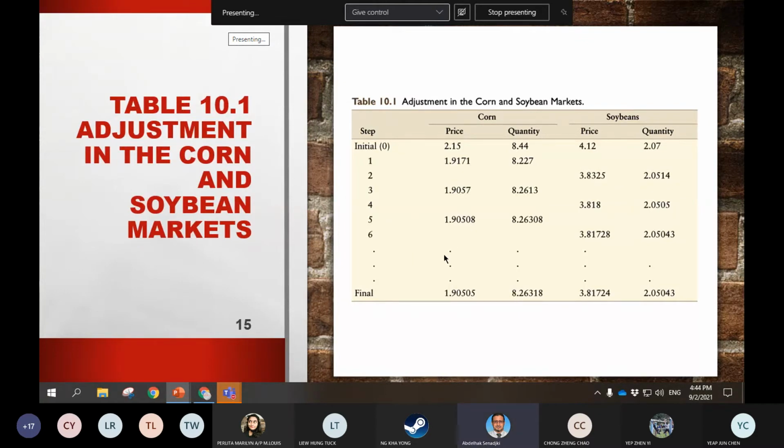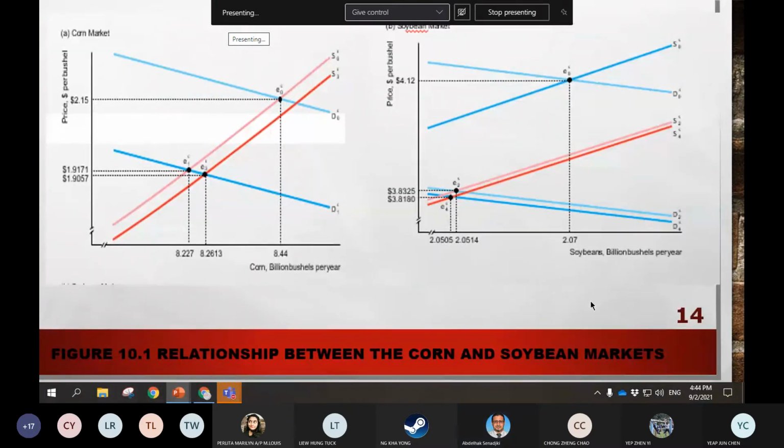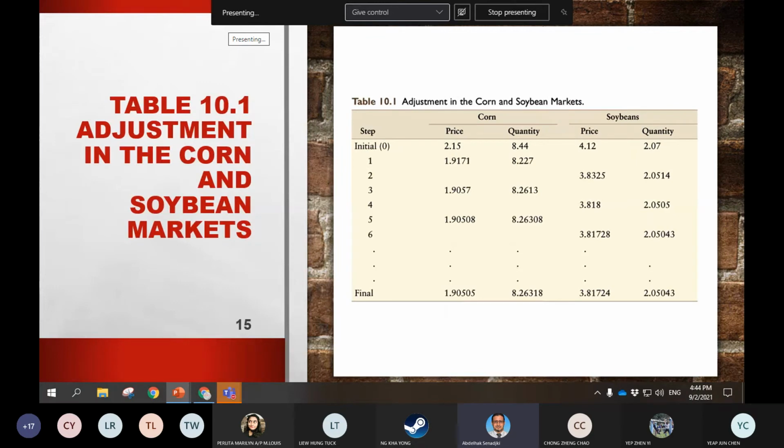Okay, this means that we keep continuing. As I say, we don't know where we stop, but maybe the final here is 1.90505 for the corn, and for the soybean at 3.81742. So you can see, we still have many steps to continue. But here we stop at 3.81. We stop here. So it could be more than that.